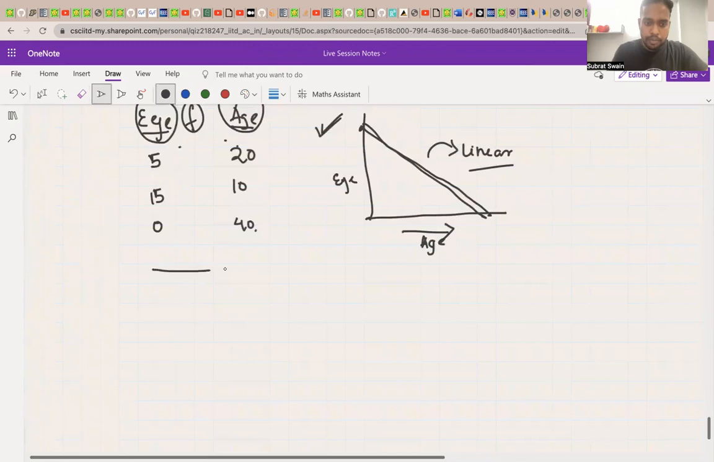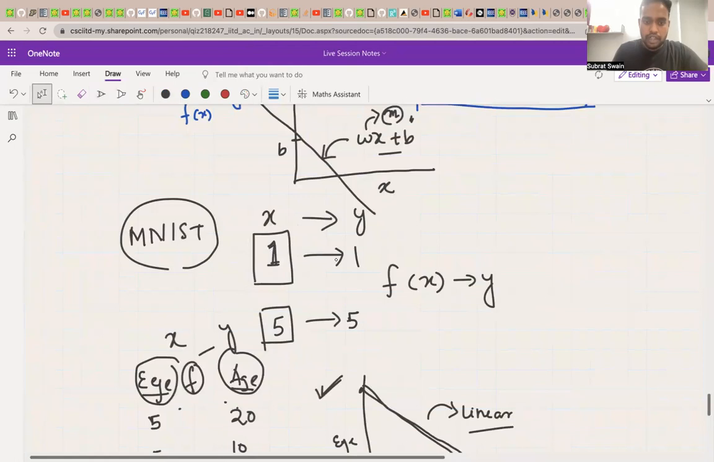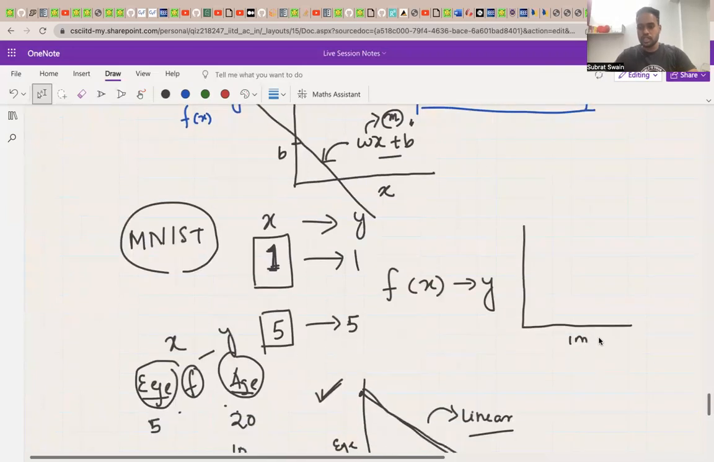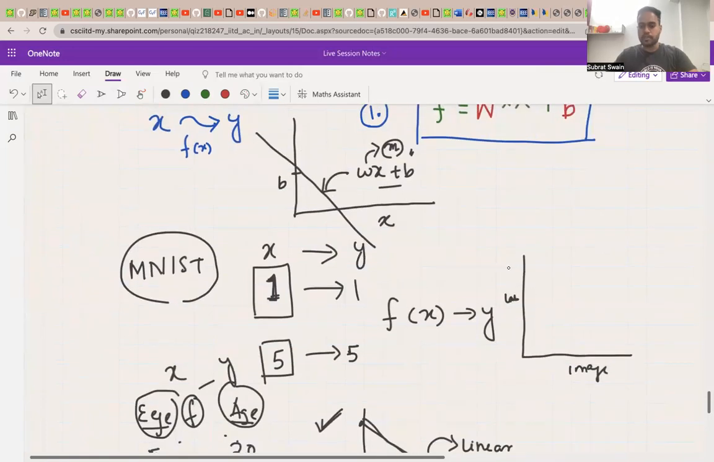But if I take some pairs, suppose this one is the image of 1 and you are predicting it as 1, and it's an image of 5 and you are predicting it as 5. This is like the image and this is like the labels. If you try to plot a graph, it won't be this nice linear. It will be something non-linear, or it can be this or anything non-linear.